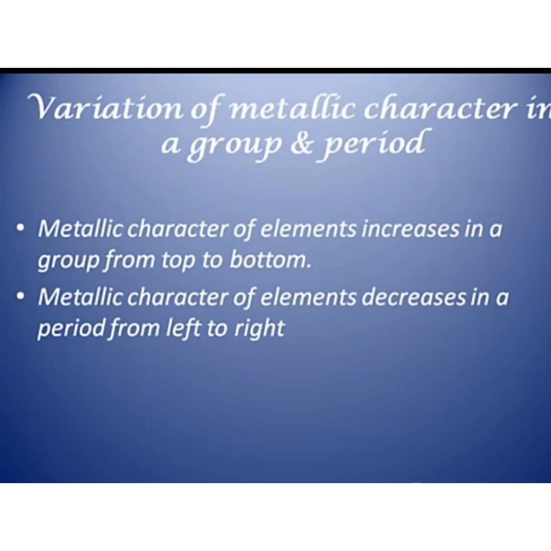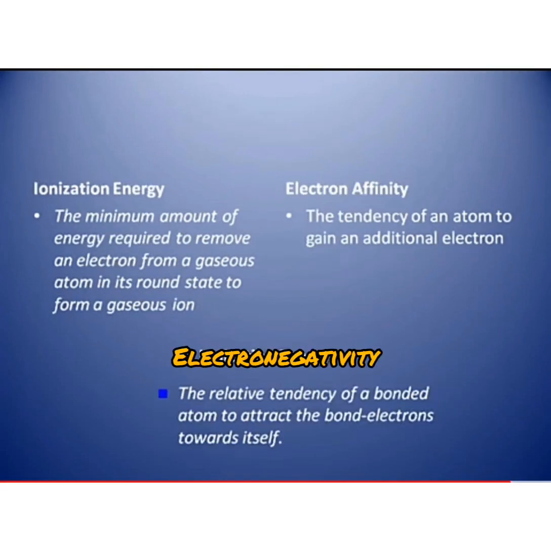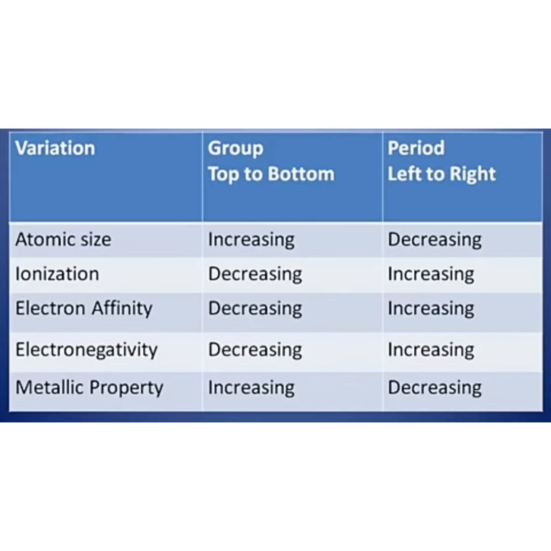Metallic character of the element increases in a group from top to bottom as atomic size increases. Metallic character of elements decreases in a period from left to right as atomic size decreases and there is less tendency to lose electrons. Here are some of the definitions of atomic radii, ionic size, and metallic property, along with ionization energy, electron affinity, and electronegativity. The following table helps you to summarize the variation across a period and a group.